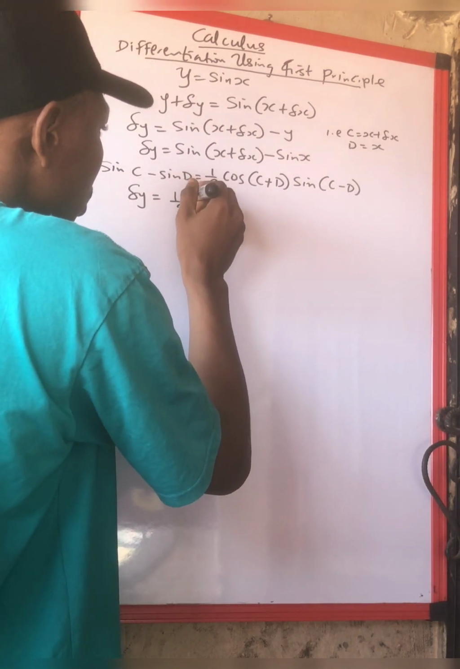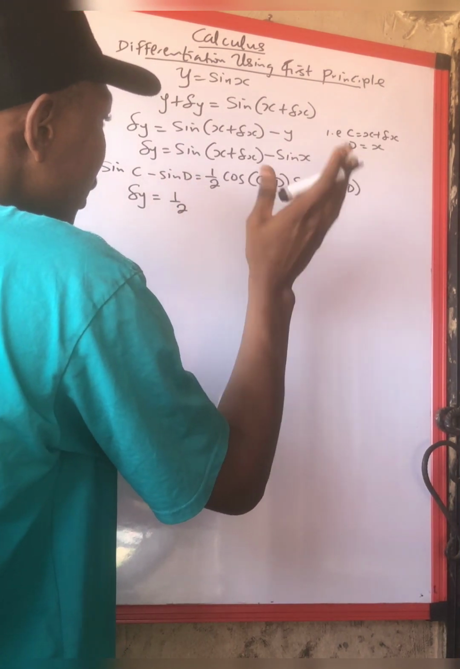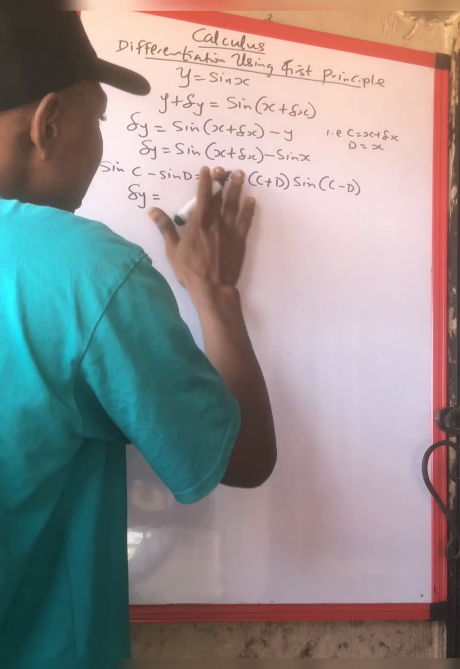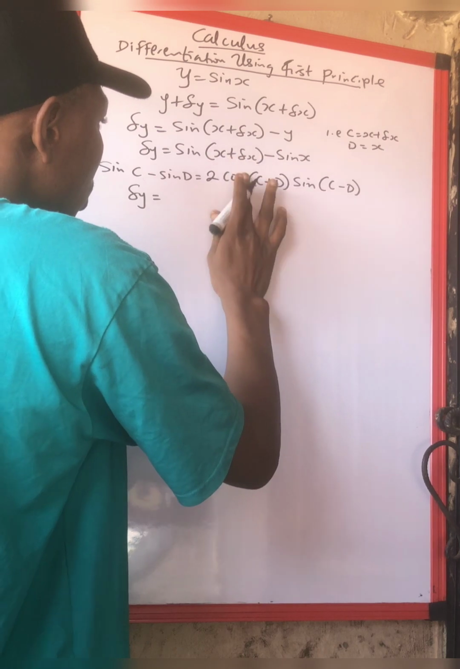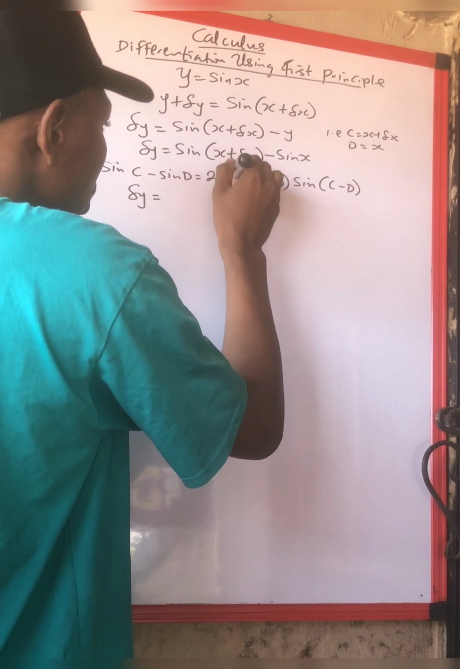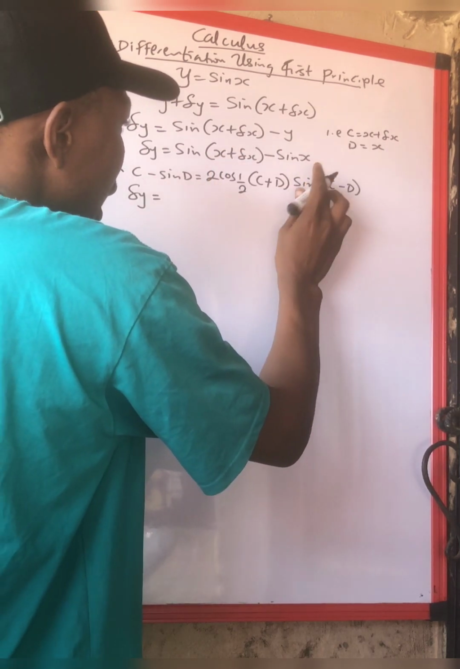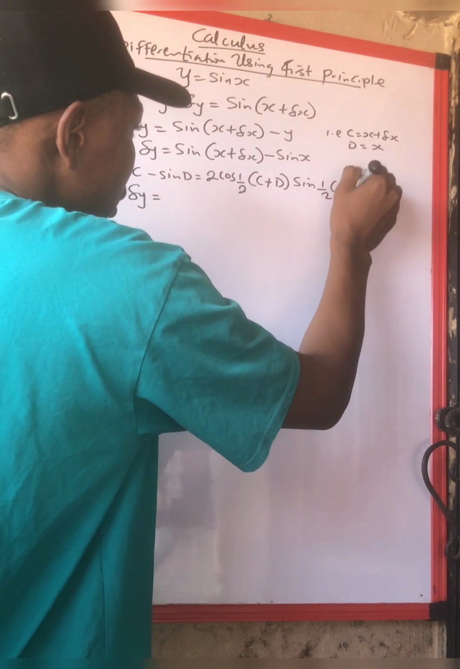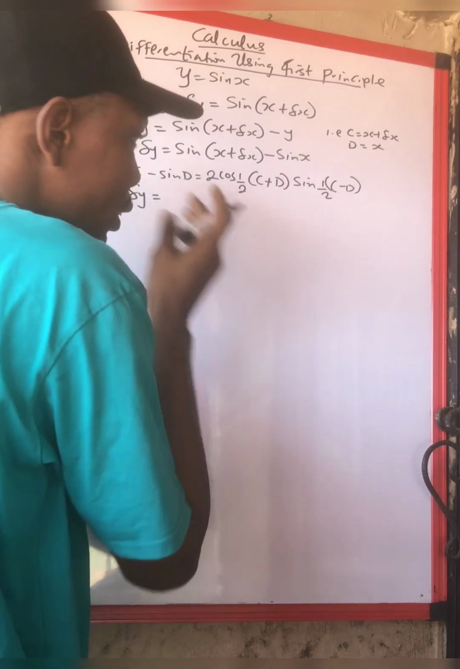So it becomes 2, then cos half, and sine, then half c minus d. Sorry for that little error.